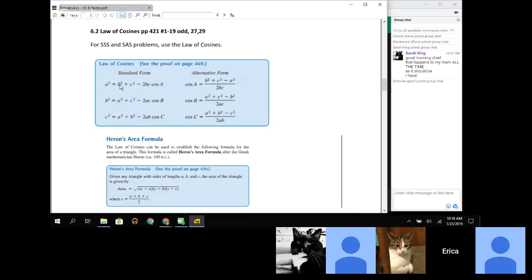So you'll see basically what they did is they subtracted b squared and c squared from a squared. Then they divided by negative 2bc. And then all the signs flipped and you get this equation. Okay.